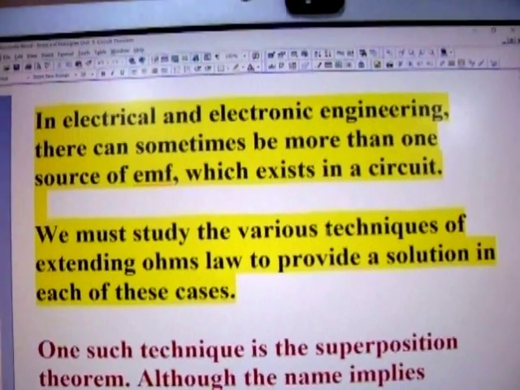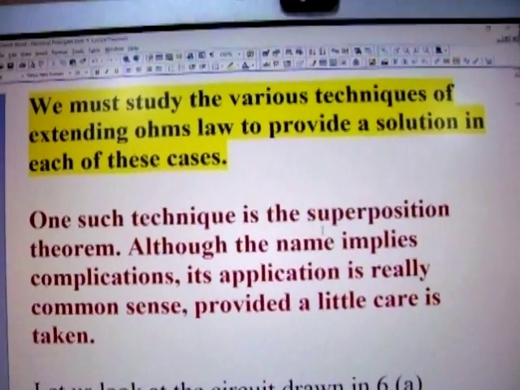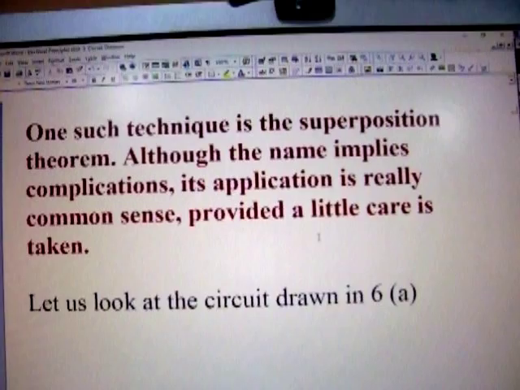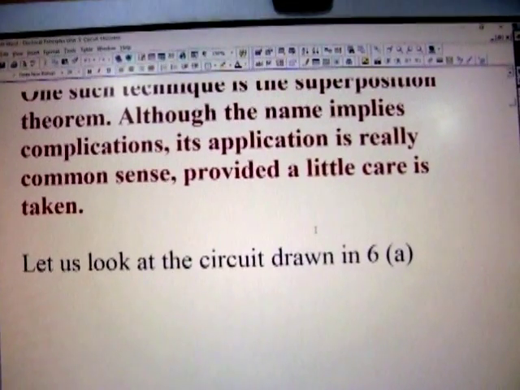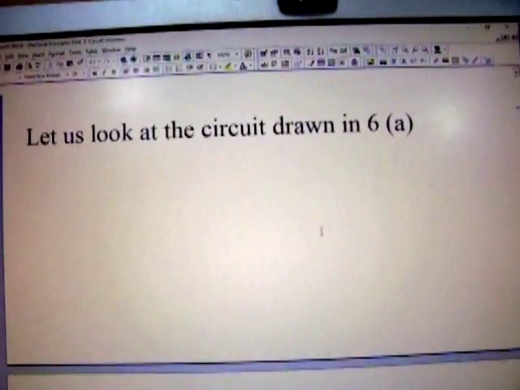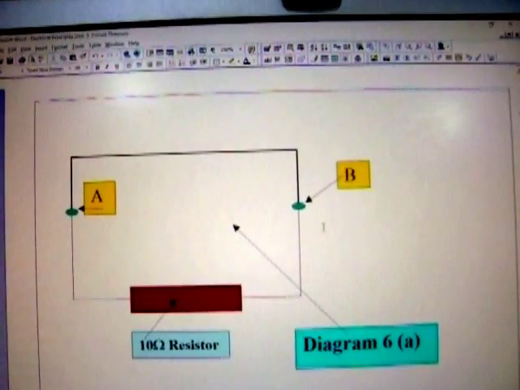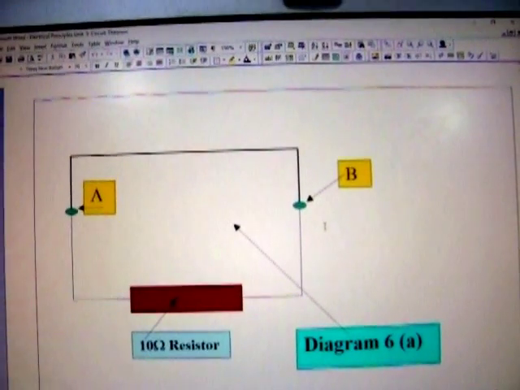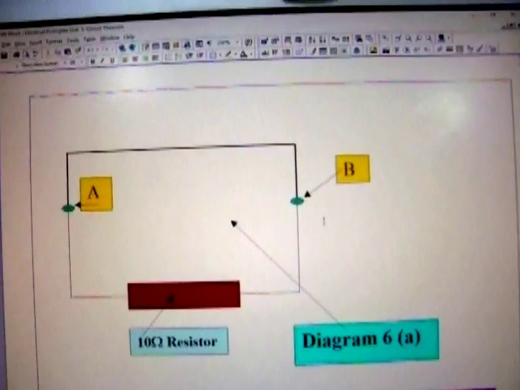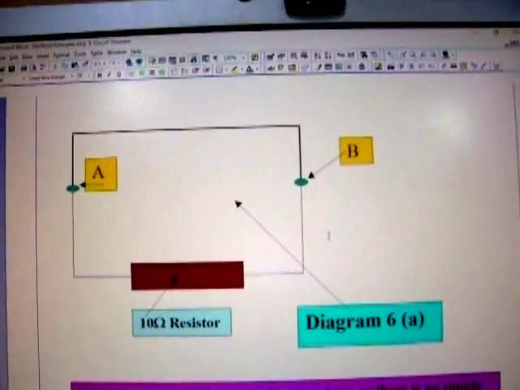And this again you can read for yourselves. And what I've done here is to let us look at the circuit drawn in 6a. Now what I've done is draw out the circuit diagram so you can see for yourself what I'm trying to establish or to illustrate. Okay? And again for yourselves, draw out the diagram.